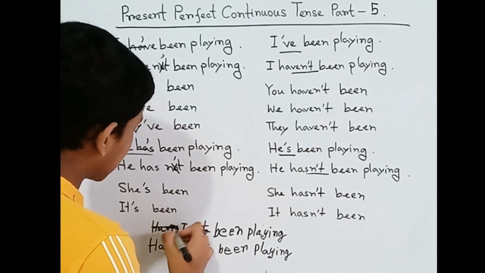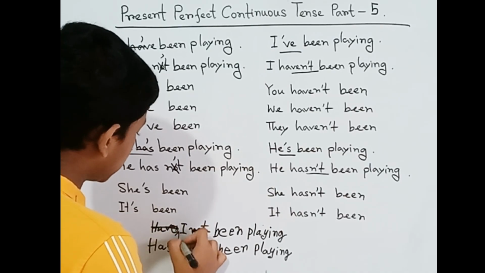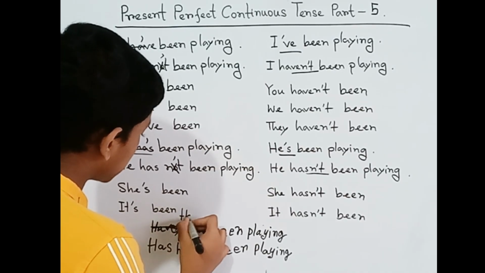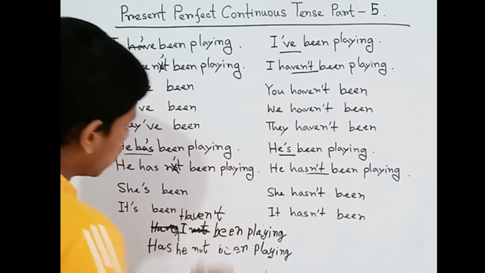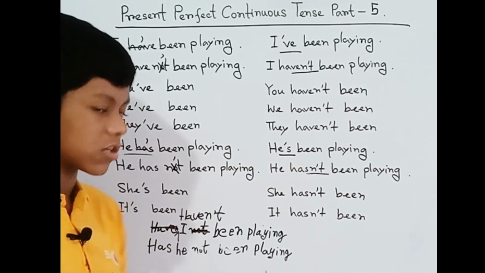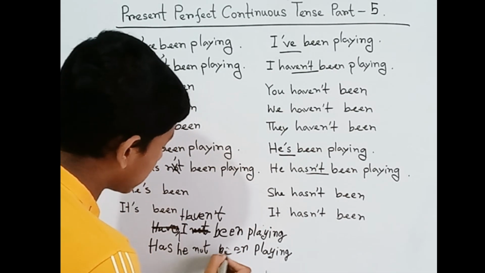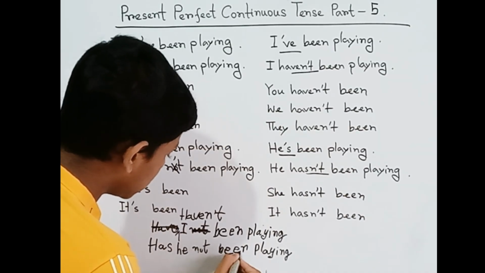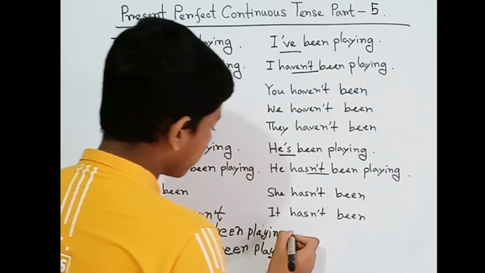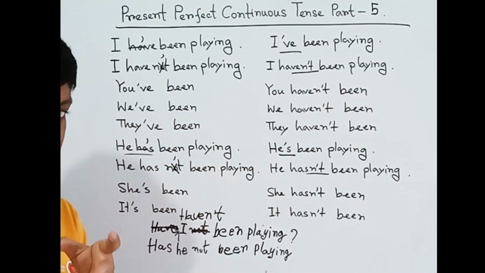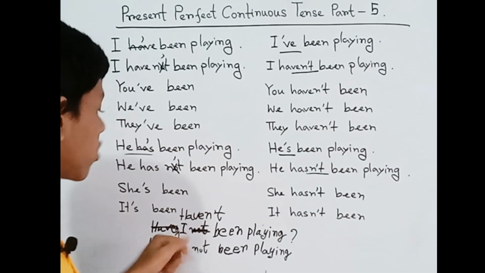Imagine that I have just written before this the word I. Haven't, which fully indicates have not. Then it becomes like this. Then it fully becomes haven't I been playing. Then the people will understand the full form, that is have I not been playing.